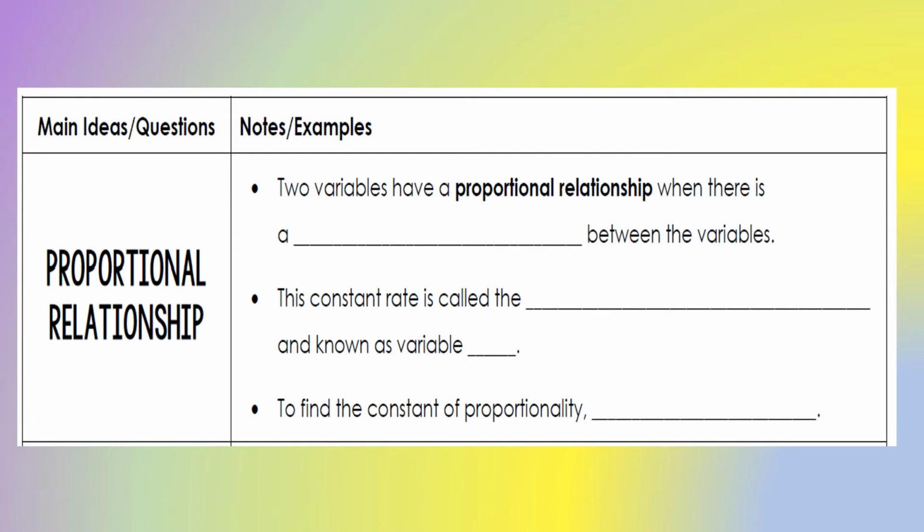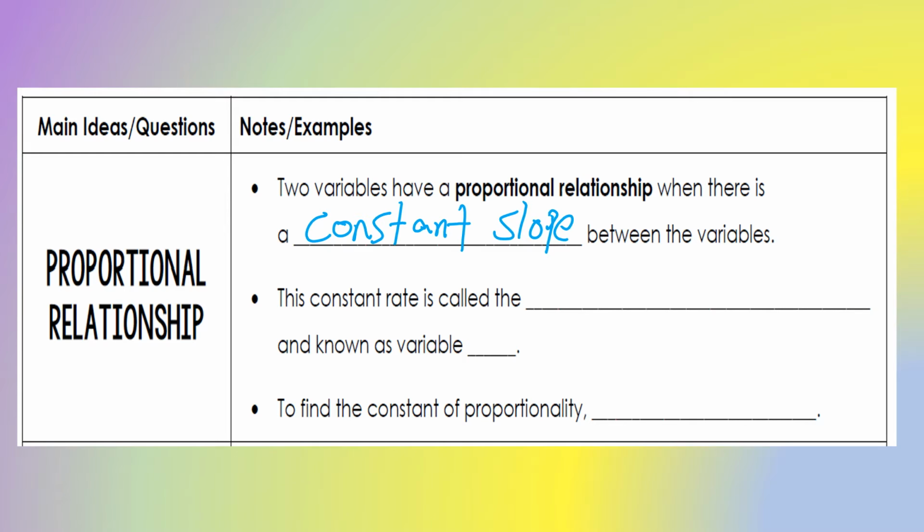Okay, so what is a proportional relationship? A proportional relationship happens when two variables have a constant slope, so when there is a constant slope between two variables.